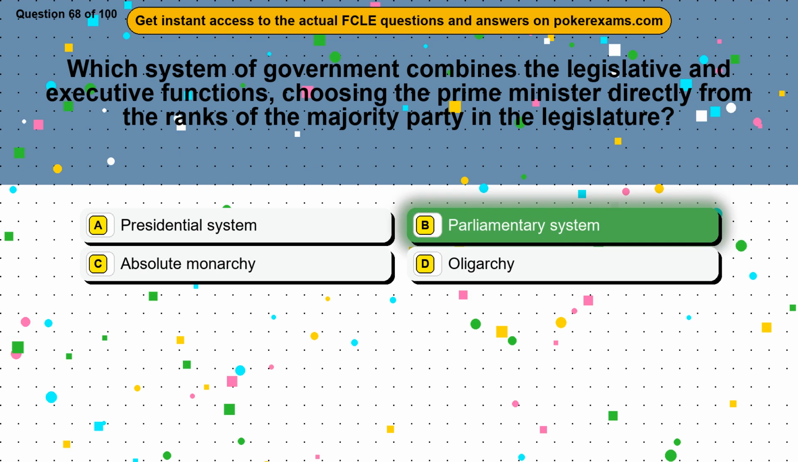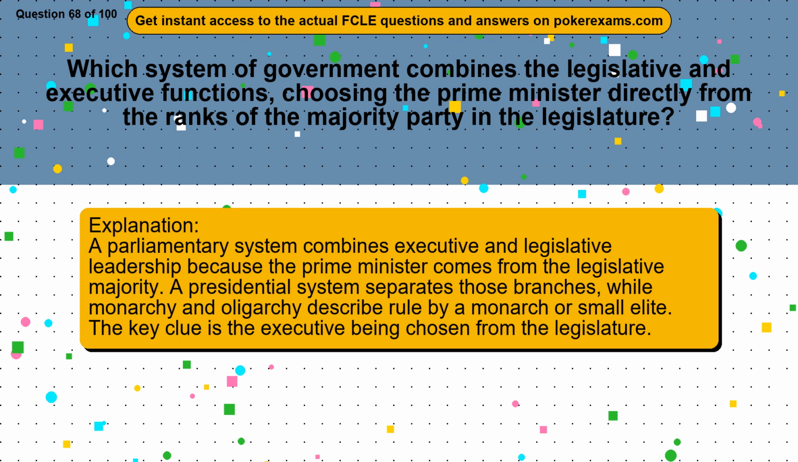The correct answer is option B, parliamentary system. A parliamentary system combines executive and legislative leadership because the Prime Minister comes from the legislative majority. A presidential system separates those branches, while monarchy and oligarchy describe rule by a monarch or small elite.